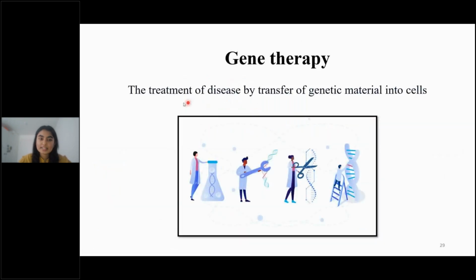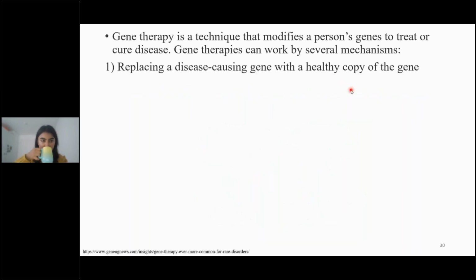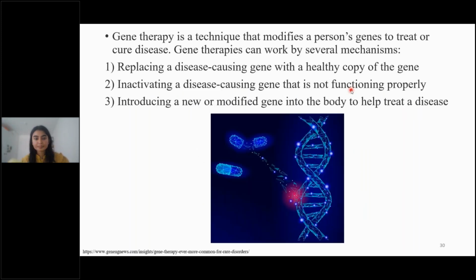Gene therapy is basically a treatment of disease by transferring genetic material into the cells. It's a technique that modifies a person's genes. You're going to change the genetic makeup of the person to treat or cure a disease. For example, if a gene is not functional, then you will either delete that gene or replace it.